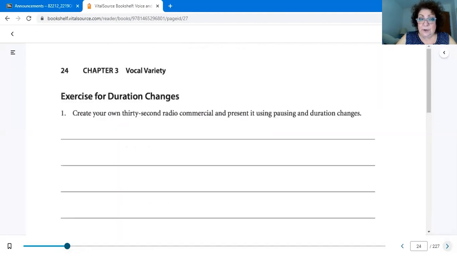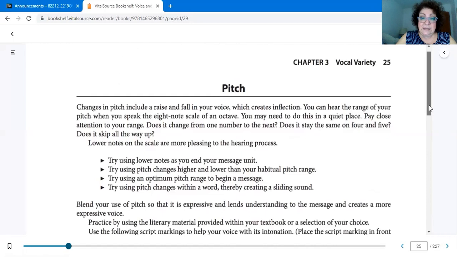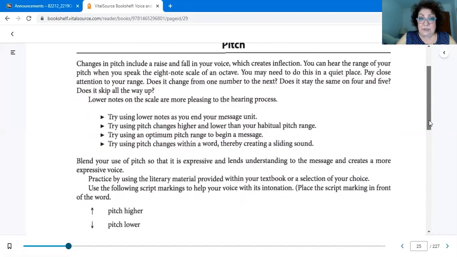Okay, more script markings. You certainly can, as the book has other suggestions for you to hear how radio commercials use pauses. Radios don't use too many pauses, but they do faster and slower phrasing. So that was an exciting, while you're listening to your Netflix shows.